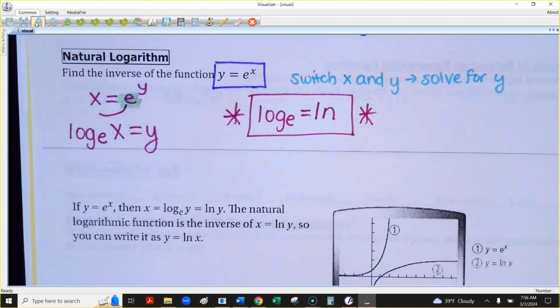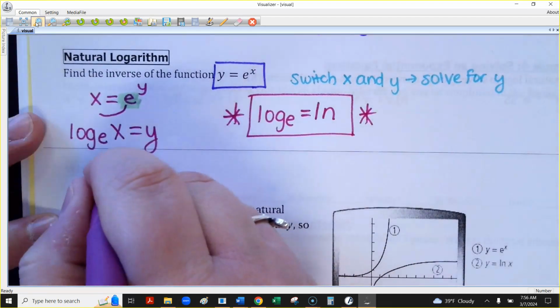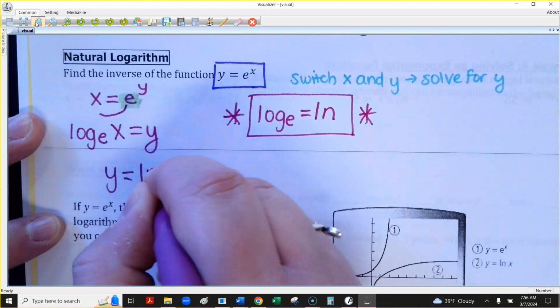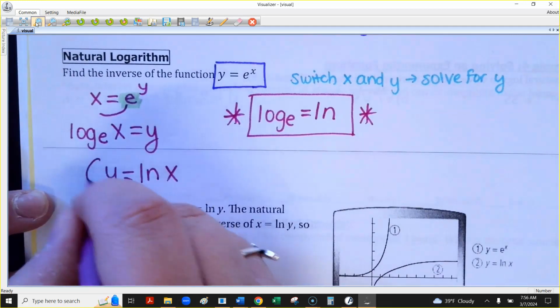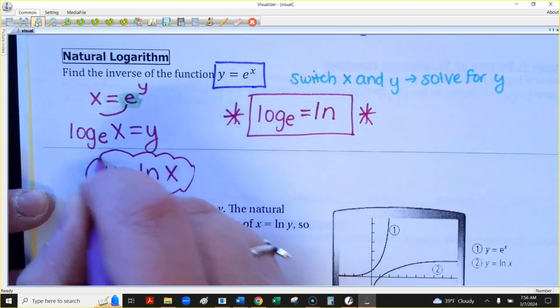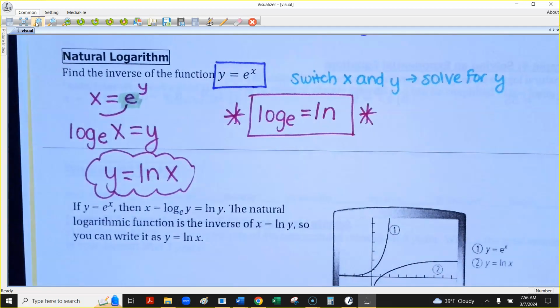All right, so how I would want to write this inverse here, which I'm going to rewrite in a second, this would be y equals the natural log of x. That would be the inverse of what we started with, y equals e to the x.